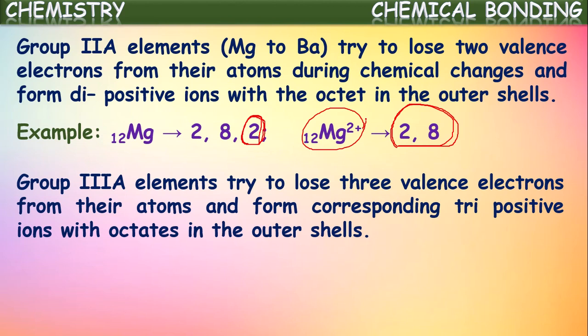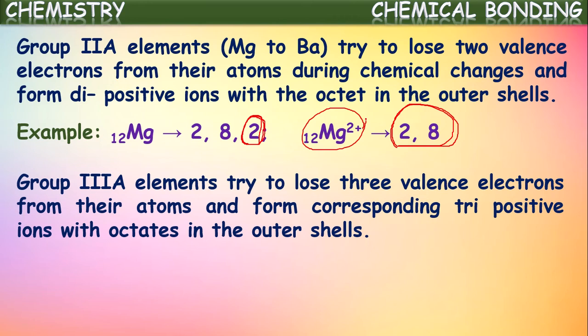Next one, if you observe third A group elements, these elements will try to lose 3 valence electrons from their atoms and form corresponding tripositive ions with the octets in their outermost shells. So by losing 3 electrons, these third A group elements attain the octet configuration of the nearest noble gas. Let us consider one example here also.